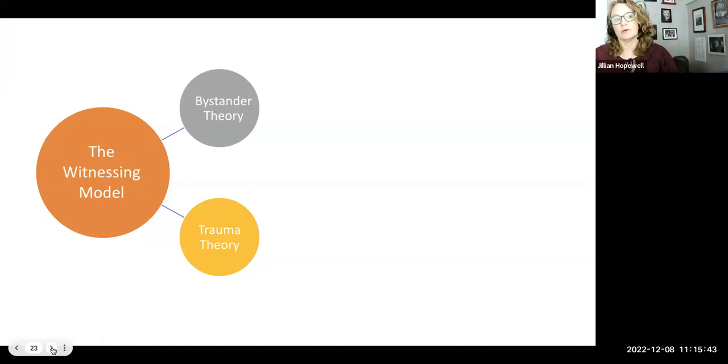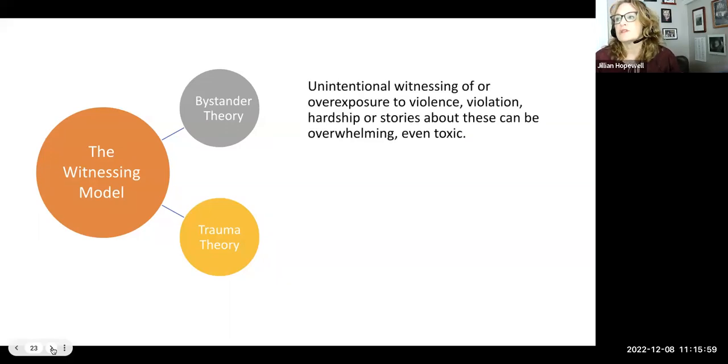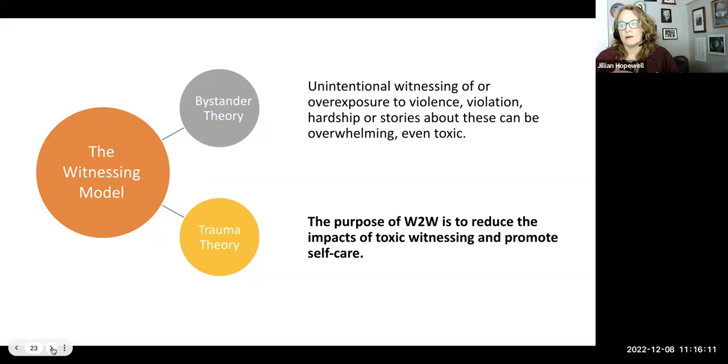If you go to the next one, there is a woman, Dr. Kata Weingarten, who works with Migrant Clinicians Network, and she developed something called the witnessing model. She developed it about 30 years ago, and it's a combination of bystander theory, which is the unintentional witnessing or overexposure to violence, violation, hardship, or stories, which can then become toxic for people, and trauma theory, which looks at your levels of secondary trauma potentially.